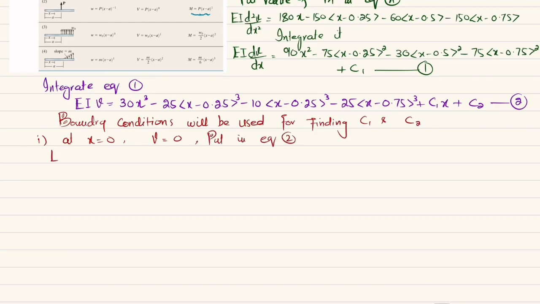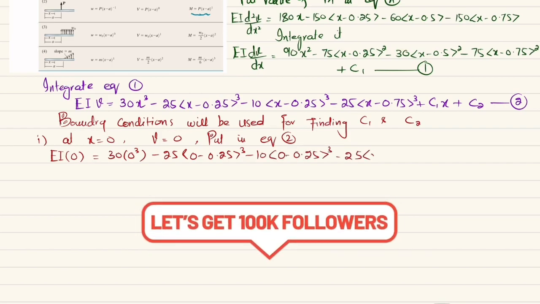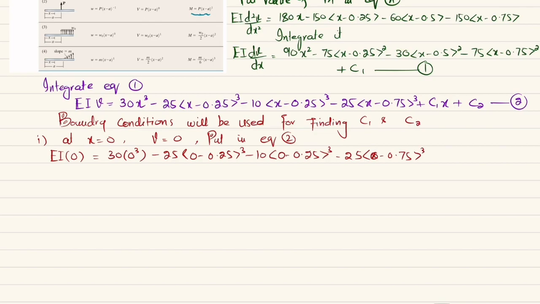So we will get EI into 0, and this will be equal to 30 into 0 cube minus 25 into 0 minus 0.25 cube minus 10 into 0 minus 0.5 whole cube minus 25 into 0 minus 0.75 whole cube, plus C1 into 0, which will be 0, plus C2. You can see that the first term will be 0, and the others have 0 minus 0.25 inside the Macaulay bracket. Anything that is negative inside the Macaulay bracket will be 0. Similarly, this will be 0, and this will be 0. So it means that C2 will be equal to 0. Now you have C2 equal to 0.